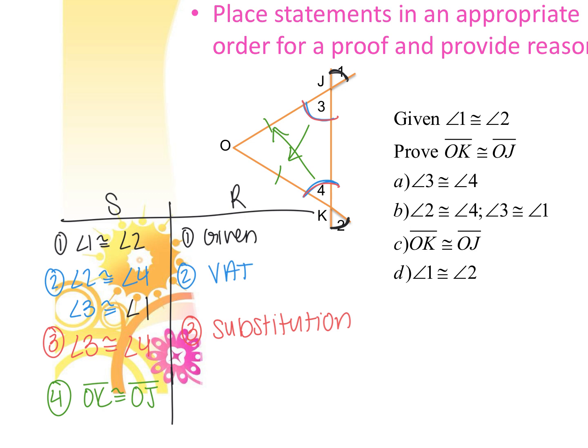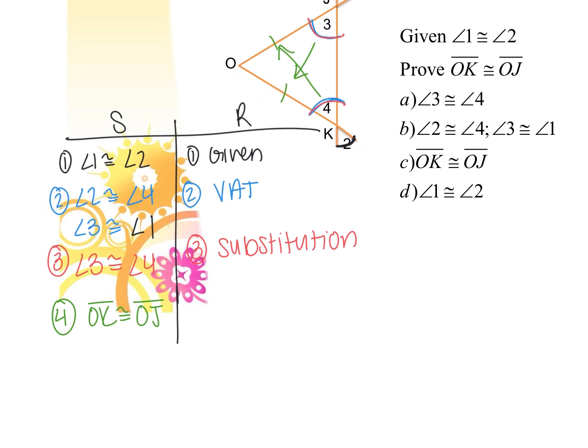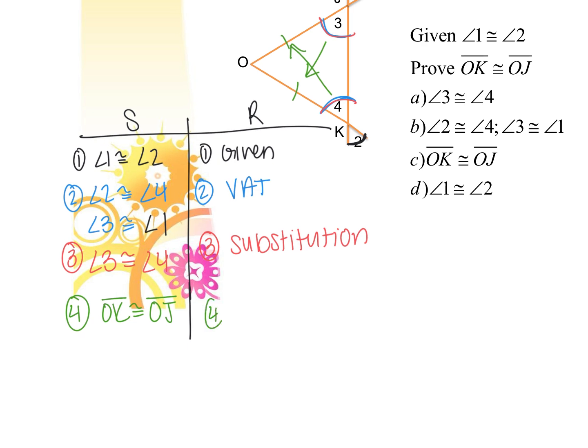Converse of the base angles theorem. Not corollary. It's just base angles theorem converse. I know it says converse to base angles theorem or converse base angles theorem, but you can put the converse at the end, that's fine. Base angles theorem converse.